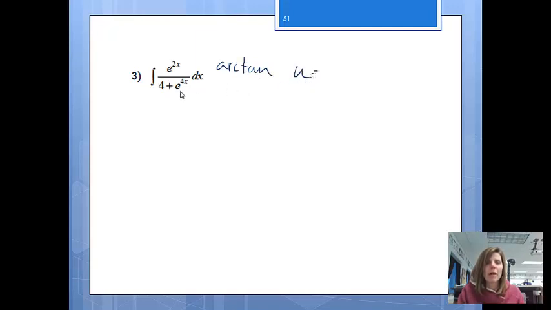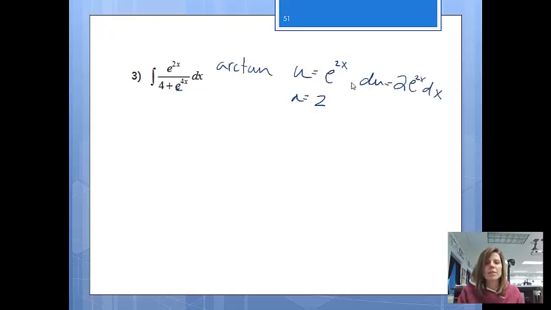First of all, my u is my variable, and the square root of e to the 4x would just be e to the 2x. And then my a, the square root of 4, is 2. Whoops, I forgot to find my du. Let's go back and do that. The derivative of e to the 2x is 2e to the 2x dx.